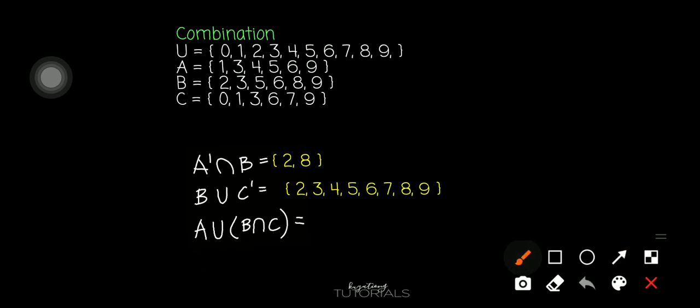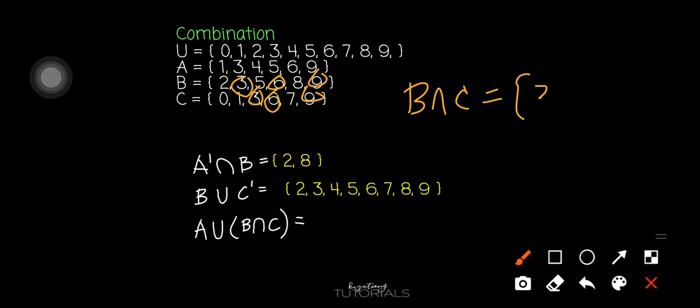So we first solve the intersection between B and C. So we have 3, 3, 6, 6, and 9, and 9. So we have 3, 6, and 9.